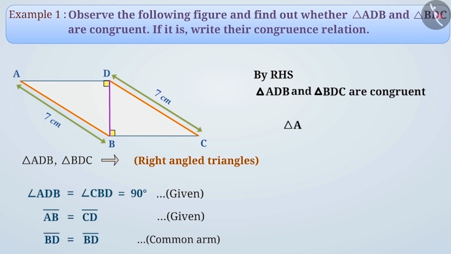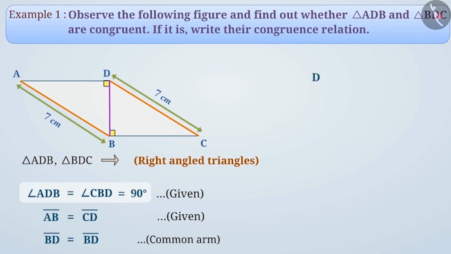Can we write this as triangle ADB is congruent to triangle BDC? Give it a thought. Absolutely right. We cannot write it like this. In order to be properly indicated in a symbolic way, we have to understand the relation of congruency. Here, angle ADB is equal to angle CBD is equal to 90 degrees. In this way, we can say that the vertex D corresponds to vertex B.